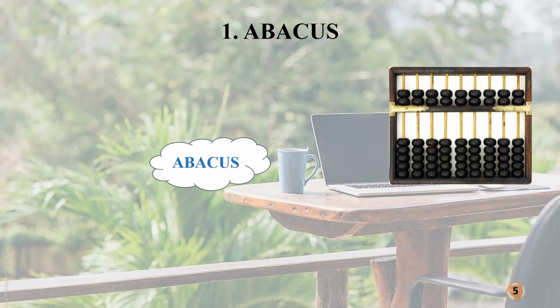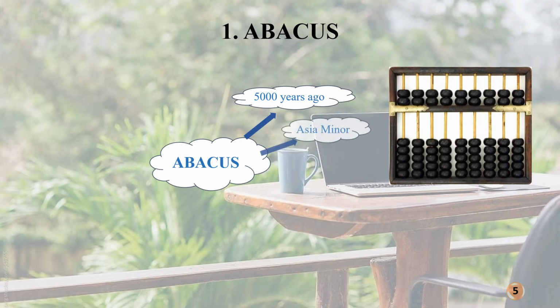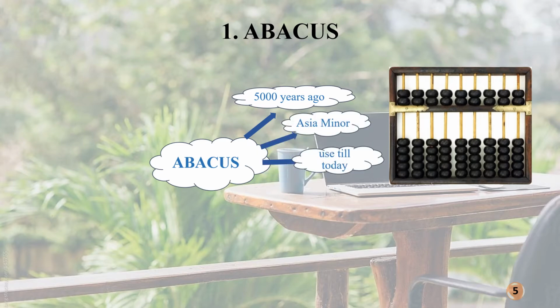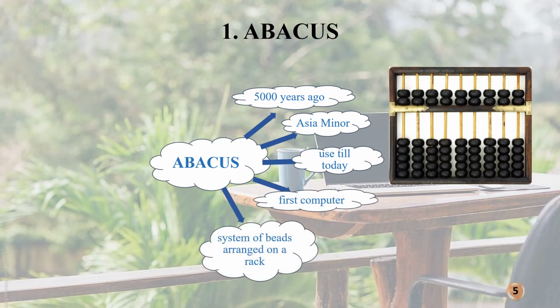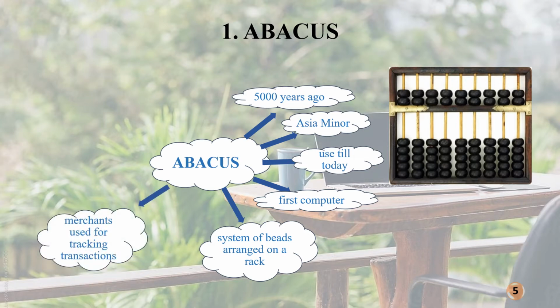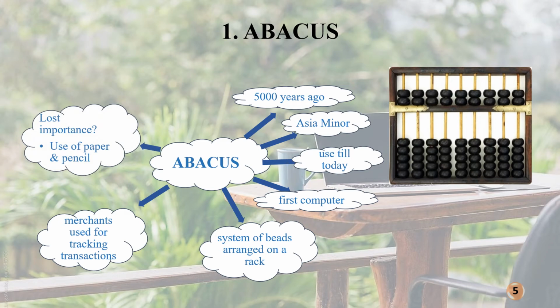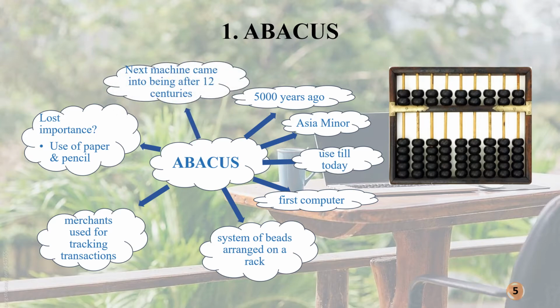So what is abacus? It is a device which was invented around 5000 years ago in Asia Minor, and it is still used today, and it is known as the first computer. It has a system of beads arranged in a rack, and merchants used it for tracking transactions. It also lost its importance because the use of paper and pencil spread in Europe. So the next machine after abacus came into being after 12 centuries.